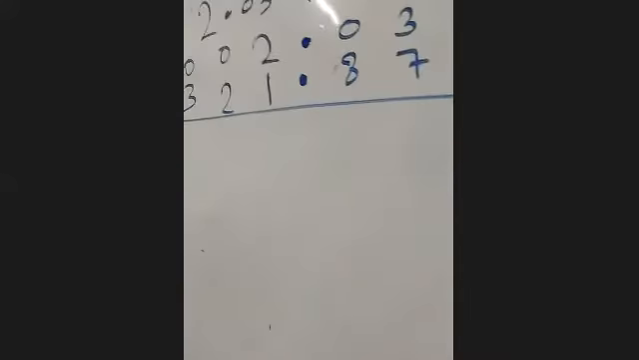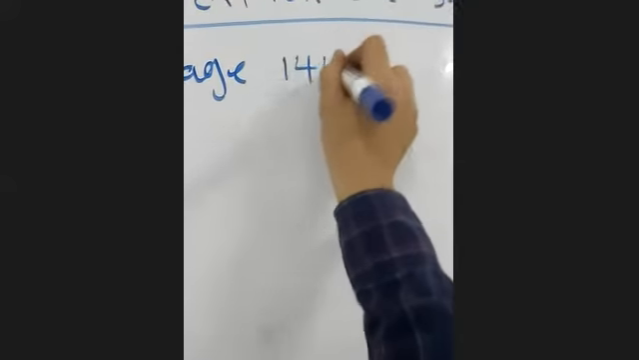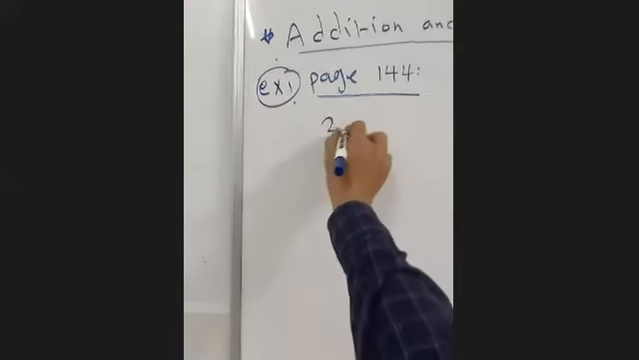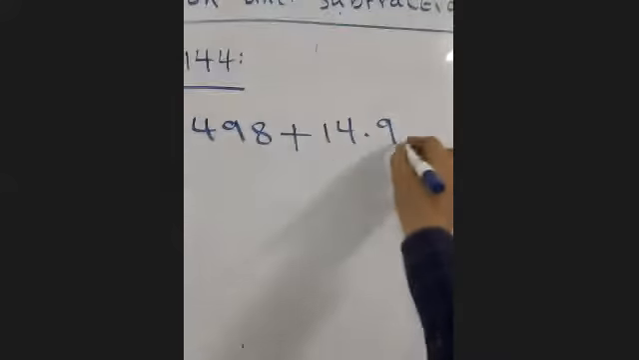So let's go to example 1 in this lesson, guys, which is on page 144. Example 1, page 144. The example says, find 23.498 plus 14.93. Find 23.498 plus 14.93.